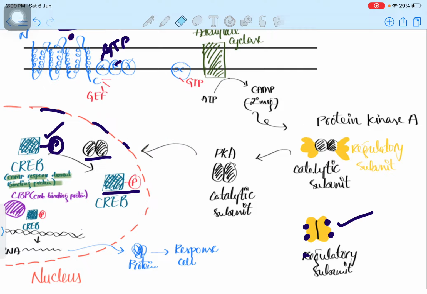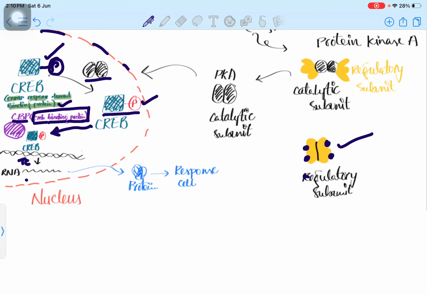When we try to understand cAMP response element binding protein, you can see this whole process is happening because of the cAMP only. So the cAMP is responsible for this whole process, and that's why we are calling it cAMP response element binding protein. When the phosphate gets attached on the CREB, CREB will go and attach with this CBP. CREB binding protein means it is binding with the CREB, so that's why we are calling it CREB binding protein. CREB and CBP both will go and do transcription of DNA and make RNA.